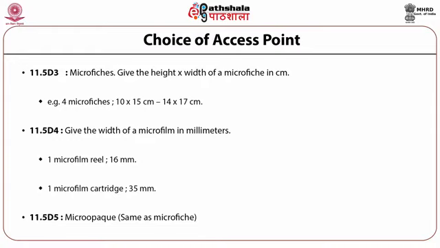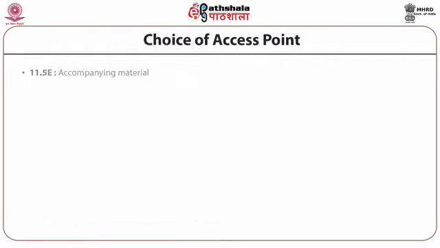Then comes 11.5D, that is micro-opaque. So, same as I told you just now, it is the same as the microfiche. So do not be confused, nothing to worry. So 11.5 is, as usual, accompanying material. Accompanying material means, suppose one microfilm is there. You write first one microfilm, give semicolon 16 mm, then if you want to bring the accompanying material, you give a plus sign. Plus sign always brings the accompanying material.